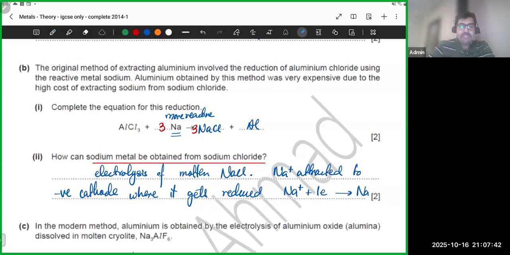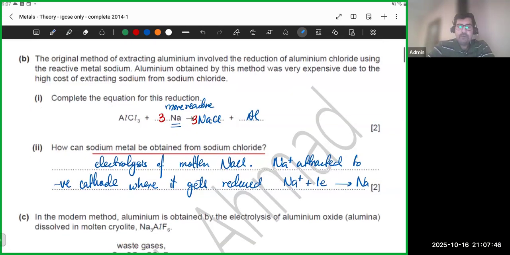So remember that more reactive metals are always formed by electrolysis because they always like to form compounds. So it's very hard to actually get those metals back. So it has to be electrolysis and it has to be molten electrolytes.